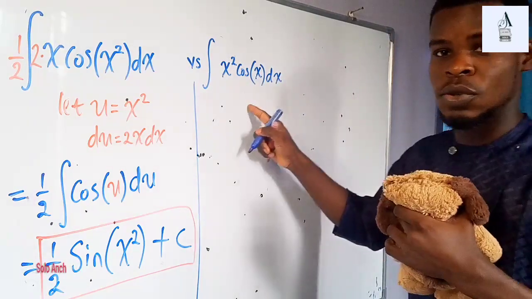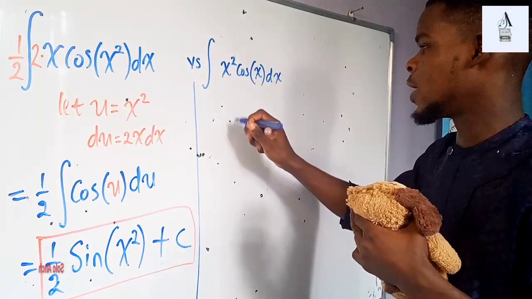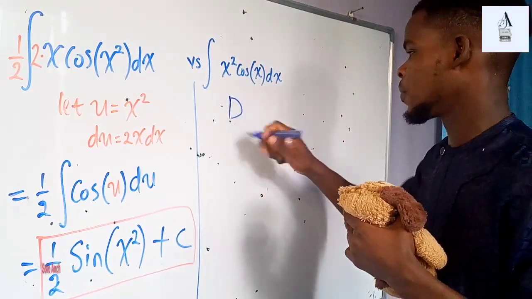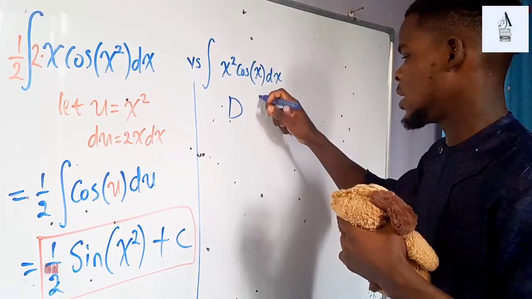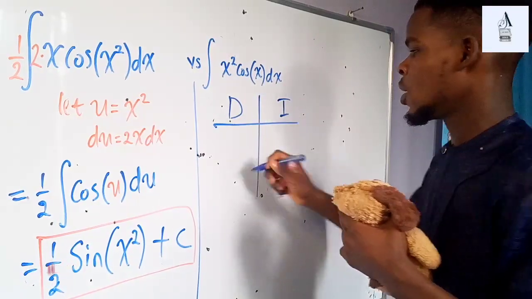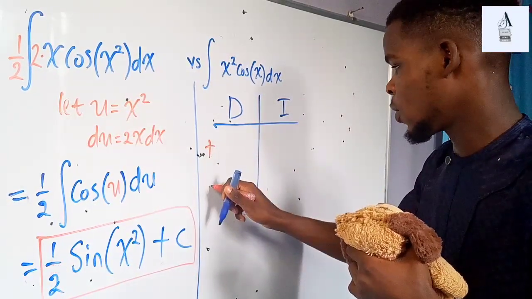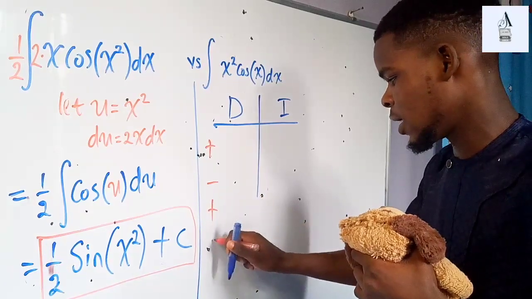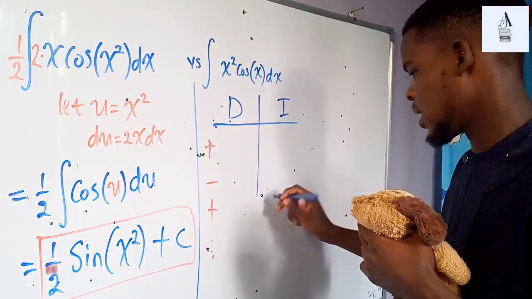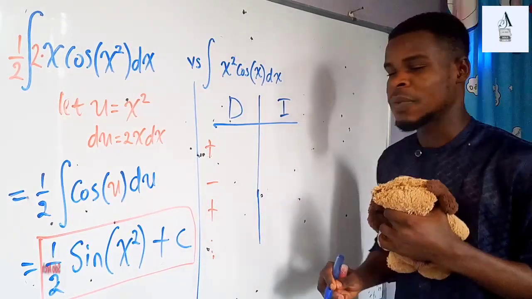We are going to use integration by parts. All right, great. So I'm going to start this way with the DI method, all right? So we put signs as usual, plus, minus, and as I said earlier, we can alternate these signs as much as we want. Okay, great.